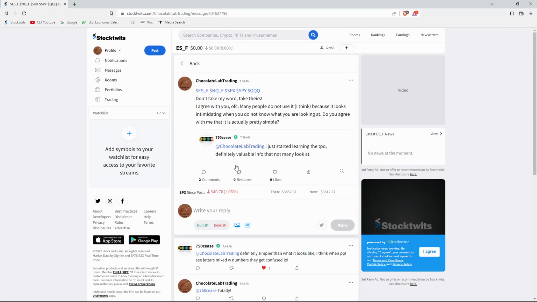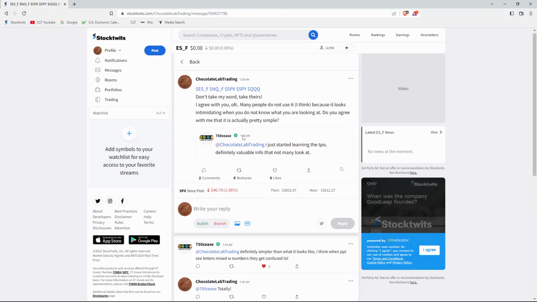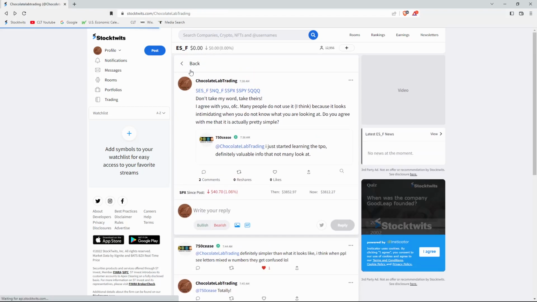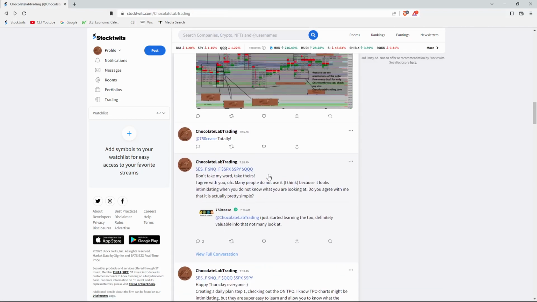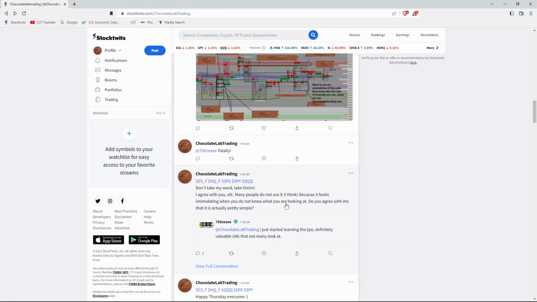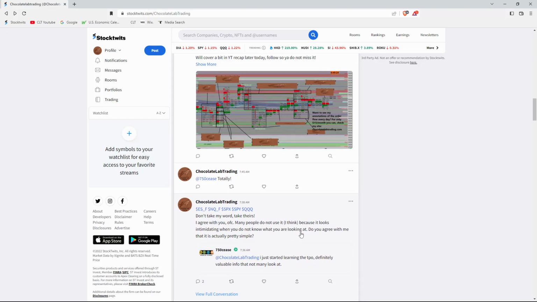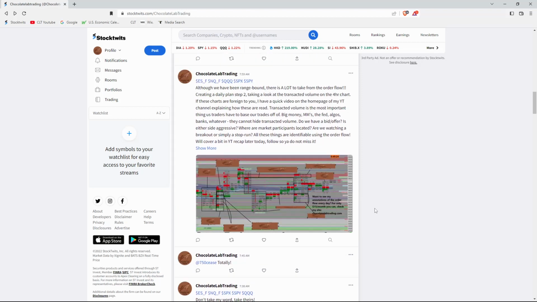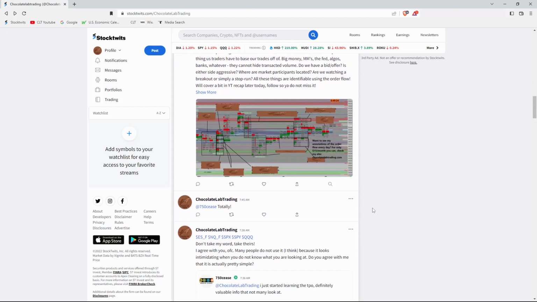This is what I was talking about. So I asked them, do you agree with me that it is actually pretty simple? Definitely simpler than what it looks like, right? It is very, very simple. It's part of the introductory series. It's a smaller part of it since it is pretty simple. In the room, we have a whole series on the footprint, how to read it, TPO, and market auction theory, all of the things that go into my actual trading.